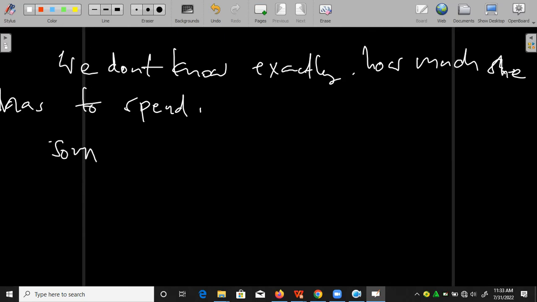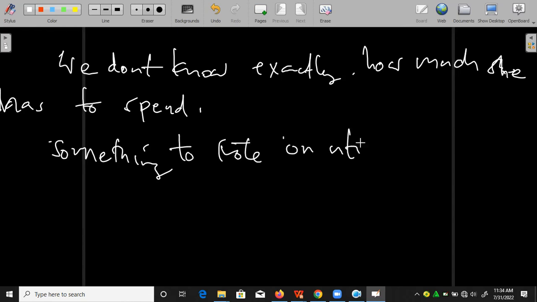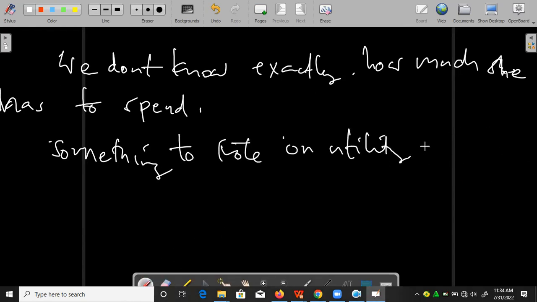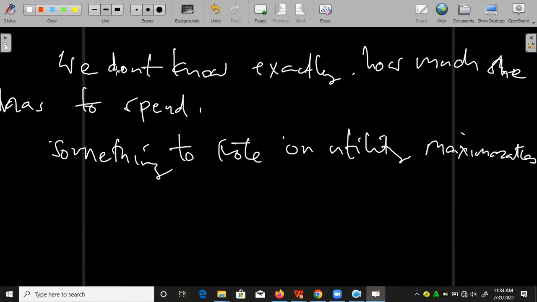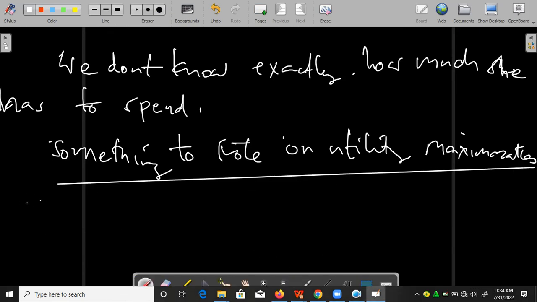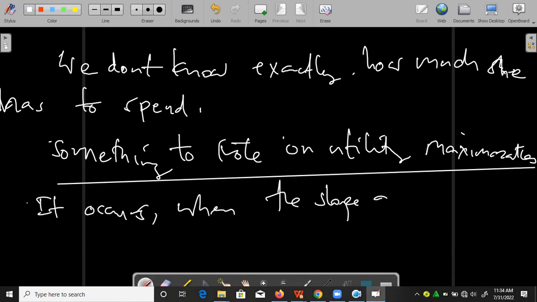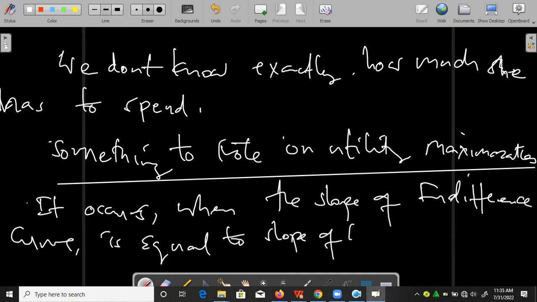So let's analyze something to note in utility maximization, how it occurs, or how we actually tell the optimization point. Utility maximization occurs where the slope of the indifference curve is equal to the slope of the budget line. So where the slope of the indifference curve is equal to the slope of the budget line is where the optimization point is reached.